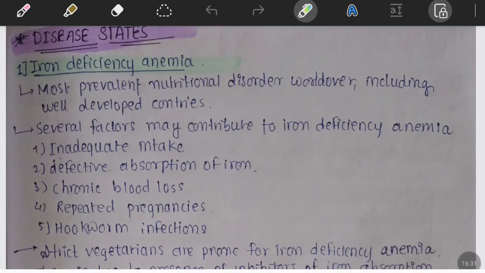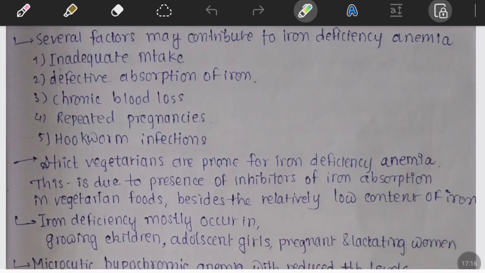And the fourth reason is repeated pregnancies. Pregnancy increases the iron demand for fetal growth and maternal blood volume. Repeated pregnancies without adequate supplementation gradually deplete the iron stores. And the fifth reason is strict vegetarian diets. Students often ask, green vegetables contain iron, so why do vegetarians still develop iron deficiency? Because plant foods mainly contain non-heme iron, which is absorbed less efficiently. They also contain phytates, which reduce iron absorption. And one more reason is hookworm infections like Ancylostoma. Always remember, growing children, adolescent girls, pregnant women, and lactating mothers are more prone to iron deficiency anemia.